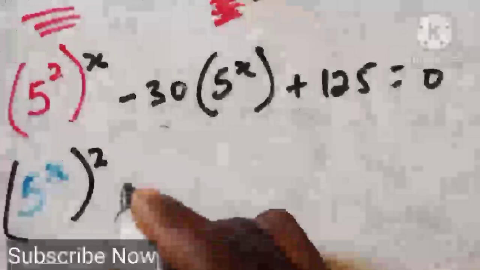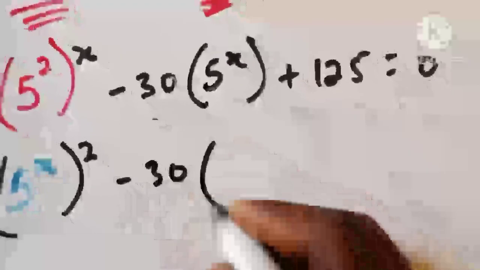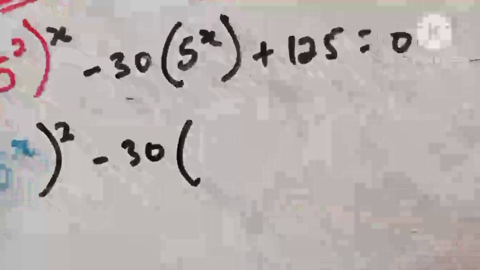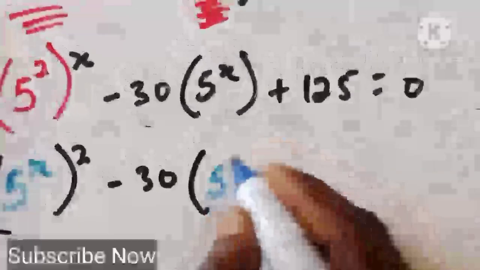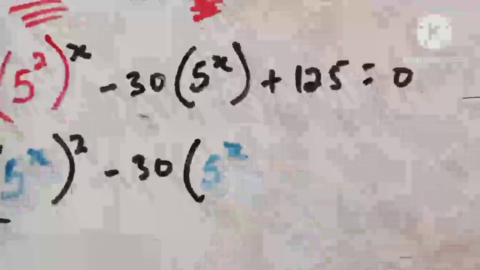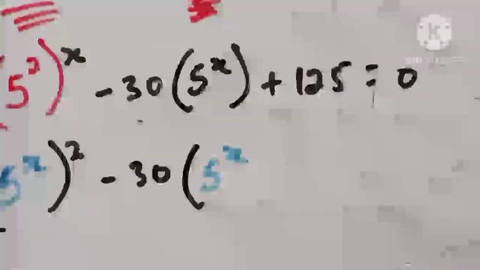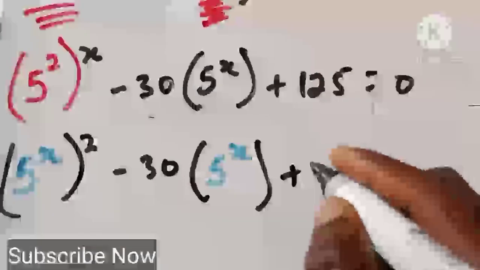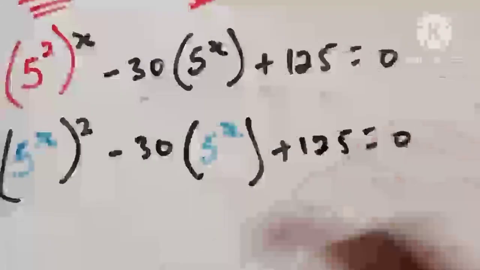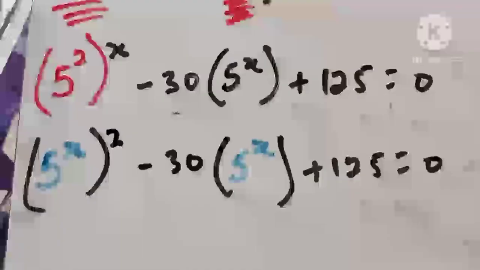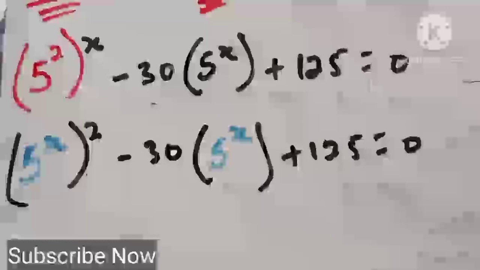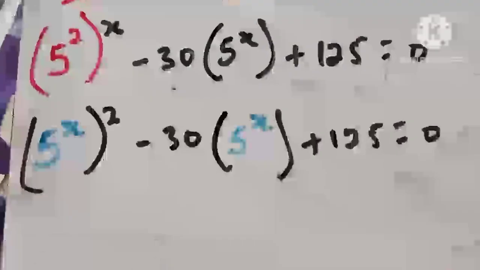Okay, now here we are having 30, and then here is also going to be the same, that 5x, right? So let's see 5 exponent x here, right? So 5 exponent x, plus 125, everything equal to 0. We are heading towards the way we can have the quadratic equation so that we can easily solve that, right? Okay, perfect. Now what are we going to do?